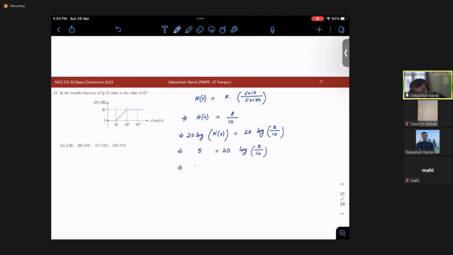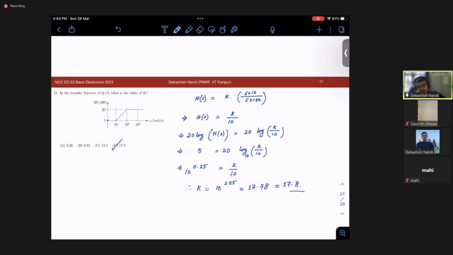So this is 5 over this is 0.25. So 10 raised to 0.25 is equal to log, again I'm writing log, it's not log because I have taken care of this from there. So 10 raised to 0.25 is k over 10, right? So your k is simply 10 raised to 1.25 and it will come out to be 17.78 or 17.8, right? So this is your answer.